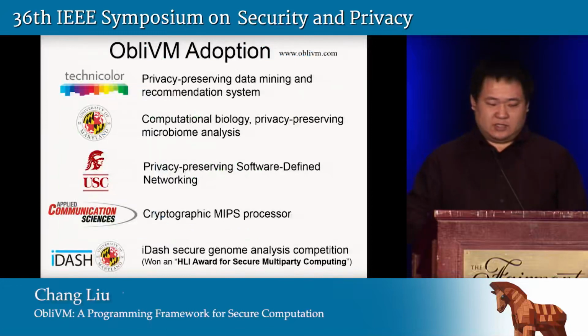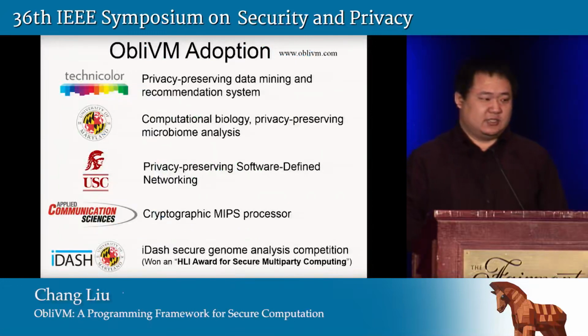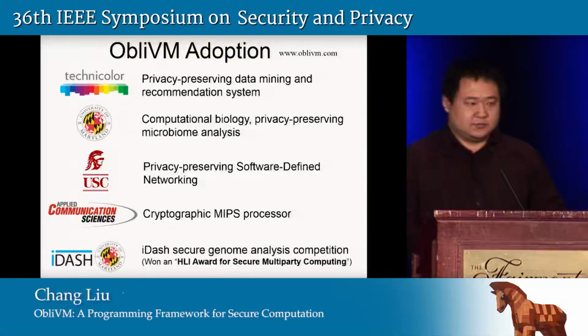Okay, there are several collaborations with us, and ObliVM has been adopted in all these places. We just won one task of the genomic analysis competition in March, 2 months ago. For future directions, we are adapting our ObliVM framework to more cryptography tasks like fully homomorphic encryption and more. So thank you very much. That is my talk. I'd like to take questions.